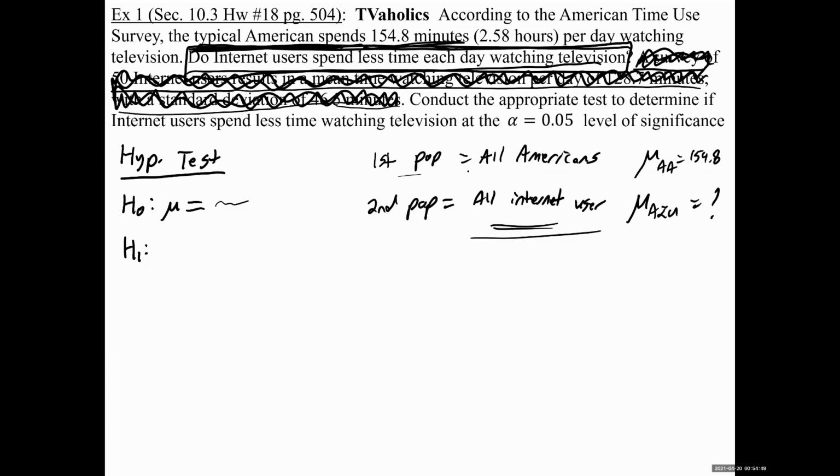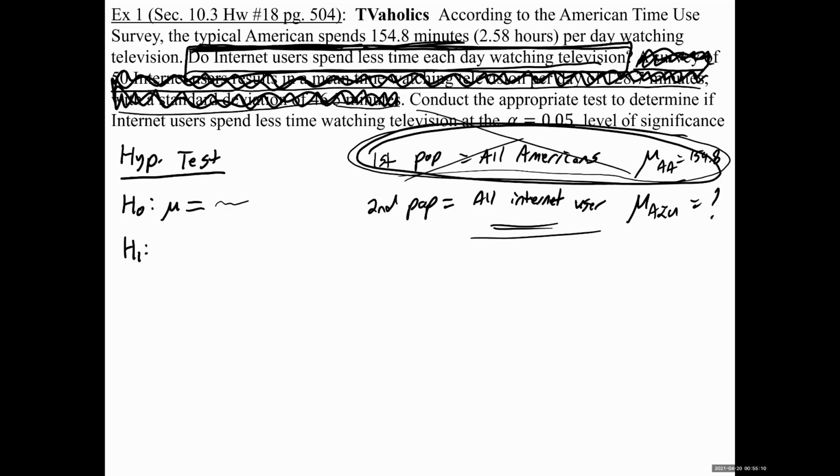Why do they mention all Americans? For one reason only: to hand you the number 154.8 to use in your tests. They're saying 154.8 is the average time all Americans spend watching television, but I want to know the average time all internet users spend watching television. And the king is going to say it's the same as it was for this other group. But this other group is not the group that the question's about. So the number 154.8 goes here.